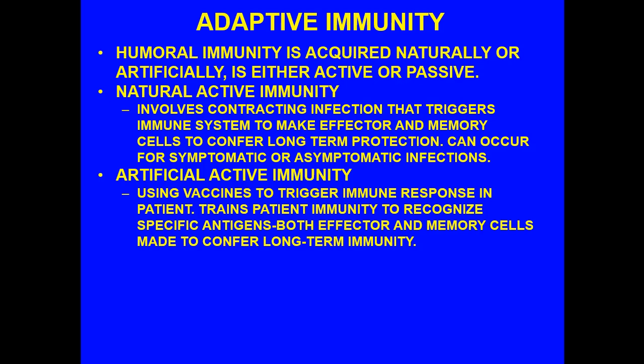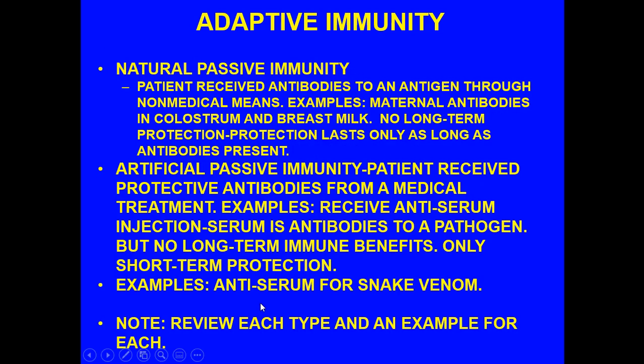Artificial active immunity, instead I get a measles vaccination, a polio vaccination, smallpox vaccination, chickenpox vaccination. So I'm training my immune system to develop an immune response for the first time, and then subsequently I have memory cells that will confer long-term immune response to that particular pathogen.